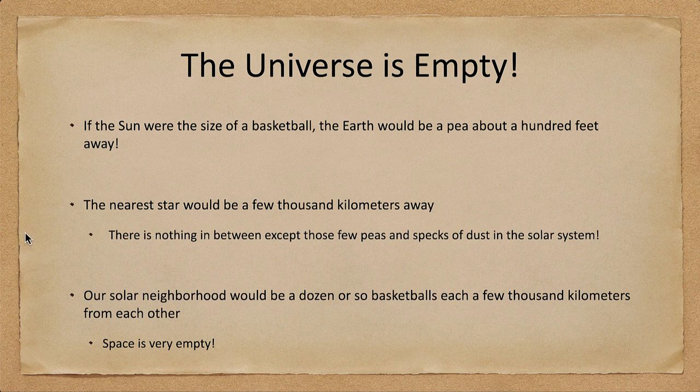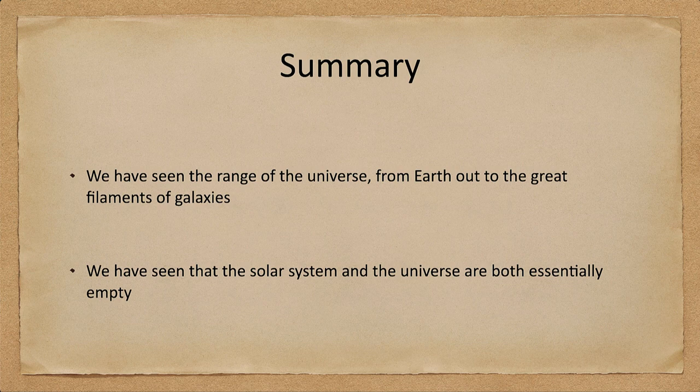So that gives you an idea of how empty space is. Let's go ahead and finish up with our summary. What we've looked at, we started with the Earth and looked out to the great filaments of galaxies. And what we've seen is that the solar system and the universe are both very empty.